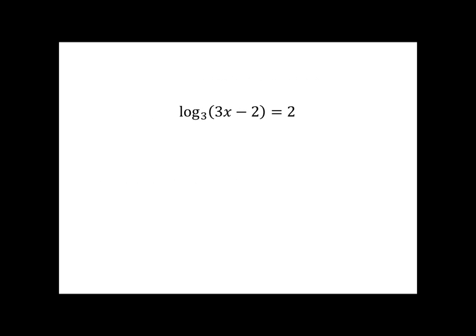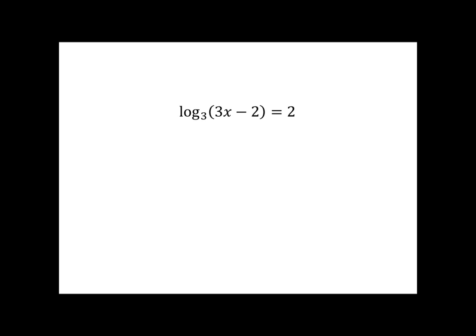Alright, so let's take a look at a logarithmic equation first of all. We have the log base 3 of 3x minus 2 equals 2. Now, it's down to one term on each side of the equation. That's always a nice thing to do. If we can get it down to a single logarithm or a single exponential, that's always a good idea. Use your properties of exponentials, use your properties of logarithms to make that happen if you can.